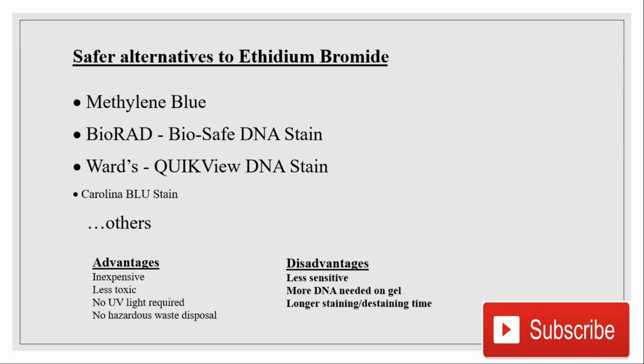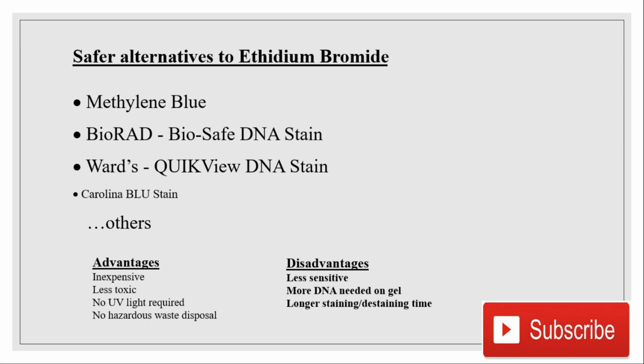Many other staining materials can also be used to replace ethidium bromide, because it's a powerful mutagen, which makes it carcinogenic also. It has cancerous effects on the body, especially on the brain. Acridine orange is a safer option that we can use to replace ethidium bromide. Methylene blue is also good. Bio-Rad and Watts methods also.